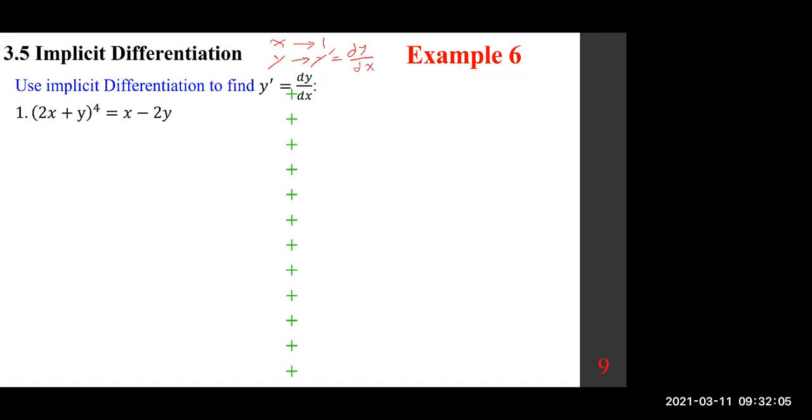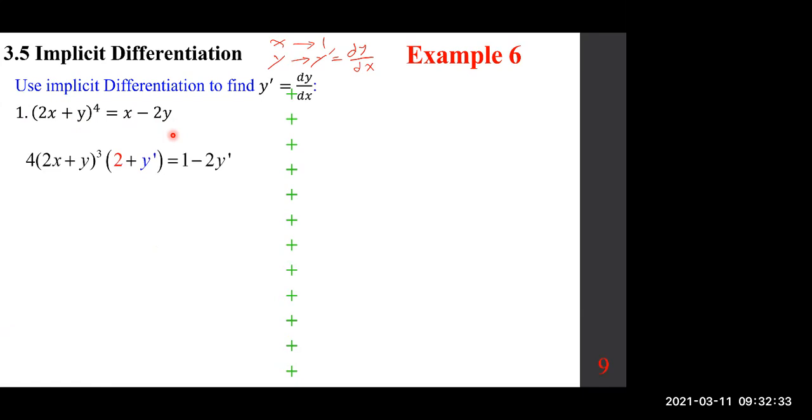So let's do that. Extended power rule, 4 sits in front, the same thing to the power of cube. Now the derivative of the inside, 2x gives you 2, y gives you y prime. x gives you 1 minus 2y prime. And you are done with calculus. I'm done with this as far as calculus is concerned.